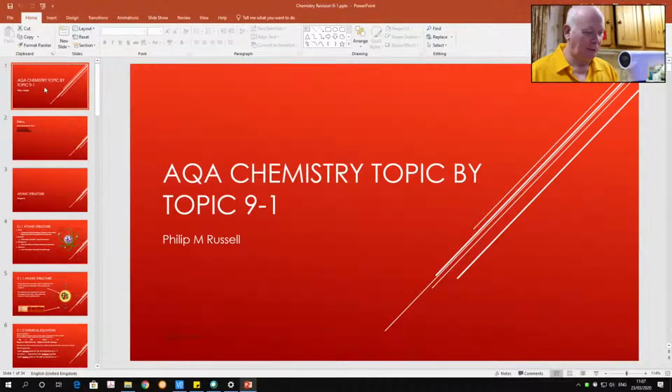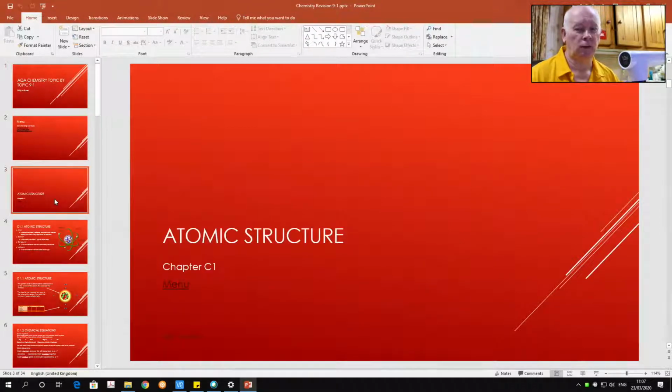Right. Hello. What I'm going to try and do is a series of looking at AQA chemistry topic by topic. I'm going to have a look at topic one and work my way through to the end of the book. So we're going to start by having a look at atomic structure and get an idea about what that is, what it does, and everything else.